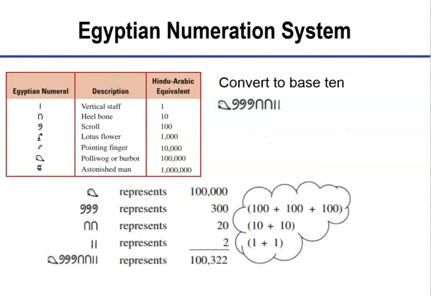So we had, again, the polywog was 100,000. The 3 scrolls was 300. We said that right, 3 times 100. The 2 heel bones was 20, or 2 times 10, plus 2 times 1. If you add all that together, that numeral represents the numeral in the Hindu-Arabic system that we're currently using, 100,322. It's a big number, right? So that's what that number is. So this is how the Egyptian numeration system works.